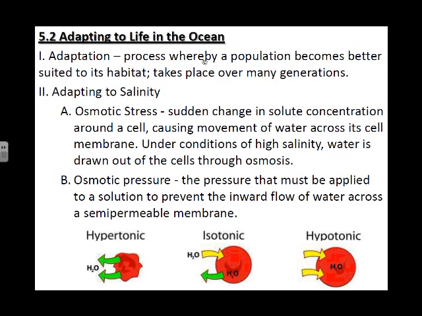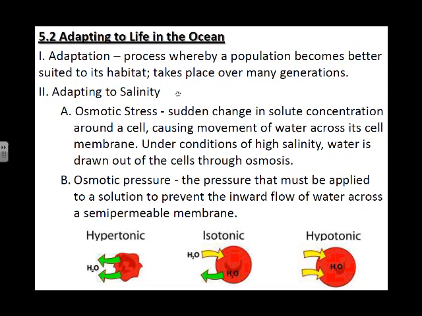Now, an adaptation is a process whereby a population becomes better suited to its habitat, and this usually has to take place over many generations. So notice adaptations work in populations, not individuals, and it can't be seen immediately in a living organism. It has to be taking place over generations. So we talked about how there's this inherent variability built into populations. In other words, all populations have genetic variability. That's important because that's what allows them to adapt to given environments.